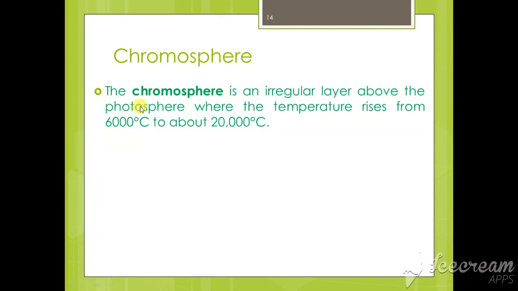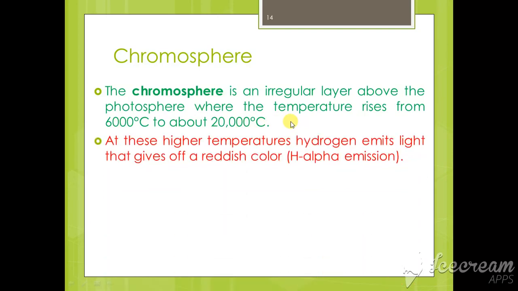Then the next layer is the chromosphere. The chromosphere is an irregular layer above the photosphere where the temperature rises from 6000 degrees centigrade to about 20,000 degrees centigrade. So the photosphere temperature is 6000 while the chromosphere can go up to 20,000 degrees centigrade. At these high temperatures, hydrogen emits light that gives off a reddish color, and this is due to the H-alpha line of the hydrogen spectrum. That's why its name is chromosphere, because the light emitted from this part is reddish. Chrome means color.